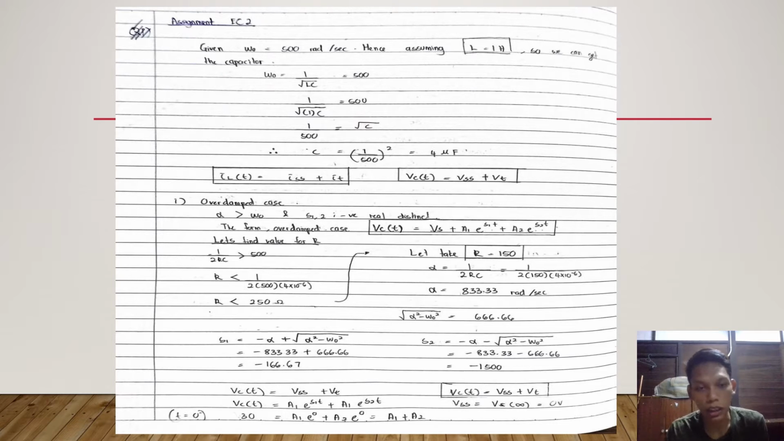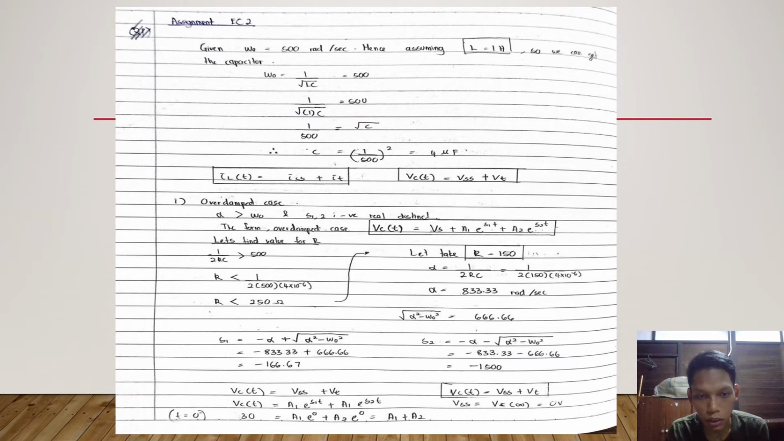Okay. First, for the overdamped case, alpha is bigger than ω0. From that we need to find R, and we get R less than 250 ohm. So I choose 150 ohm. We get alpha at 33.33 radian per second. From that, with ω0, we get s1 negative 168.67 and s2 negative 1500.